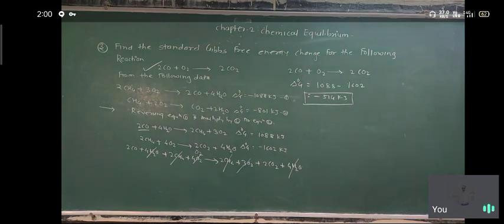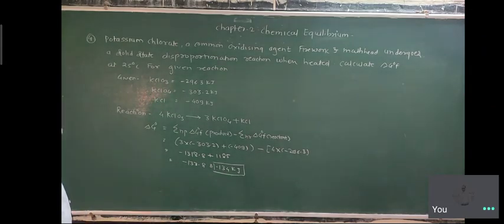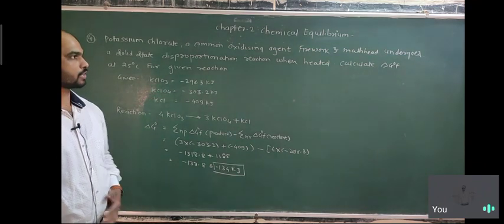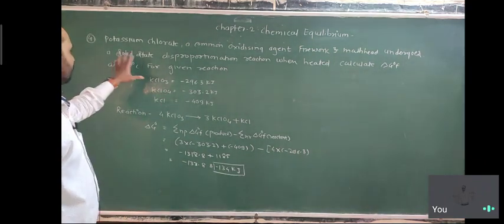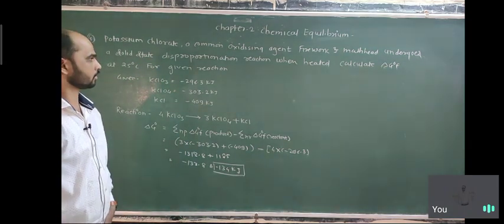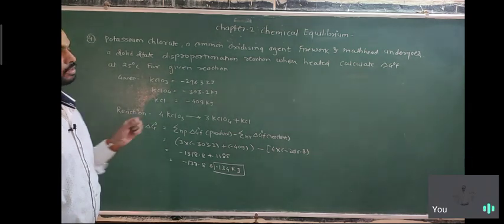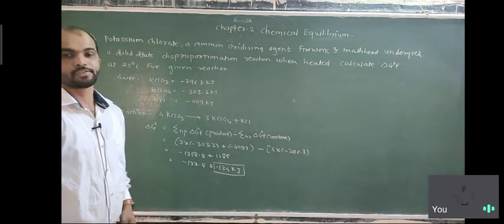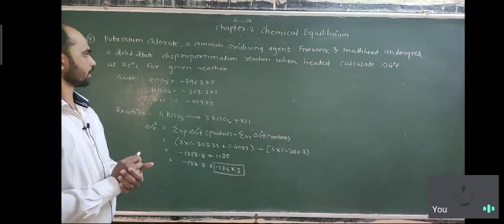The next problem is, okay, the last problem is given to you. Potassium chlorate, a common oxidizing agent in fireworks and match heads, undergoes a solid state disproportionation reaction when heated. Calculate the standard Gibbs free energy of formation at 25 degrees Celsius for the given reaction.